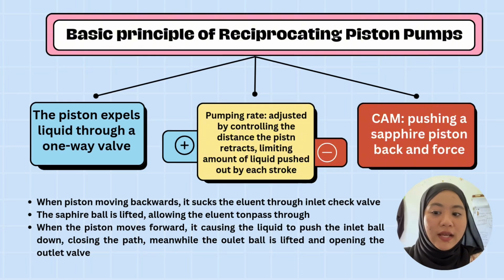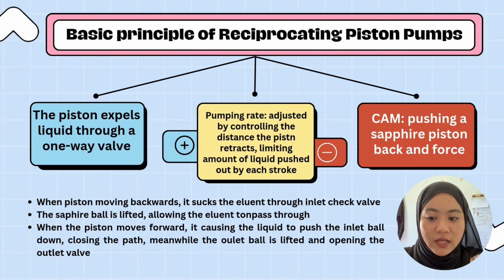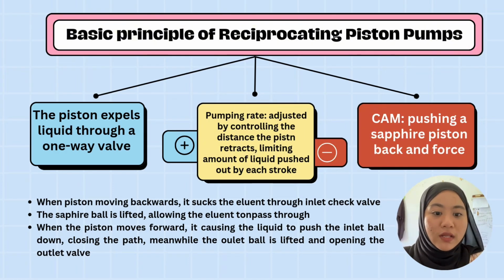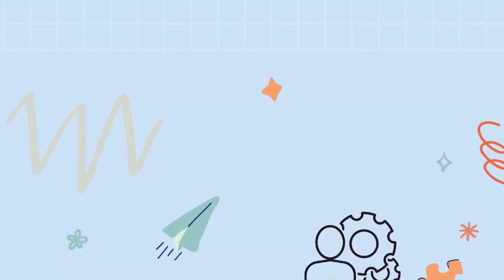So the fourth one is when the piston moves backwards, it sucks the effluent through the inlet check valve, and the sapphire ball is lifted, allowing the effluent to pass through. When the piston moves forward, it causes the liquid to push the inlet ball down, closing the port. Meanwhile, the outlet ball is lifted, opening the outlet valve.